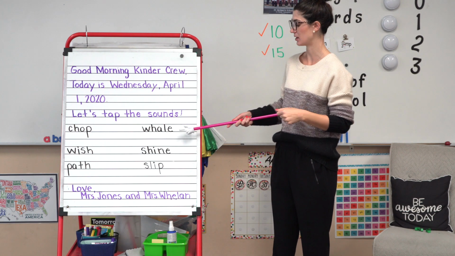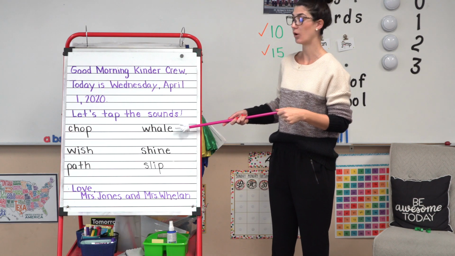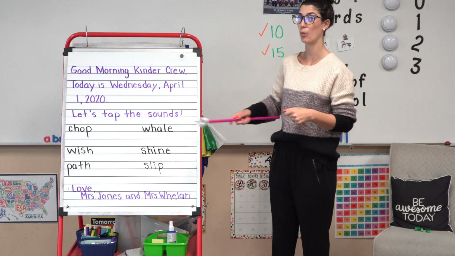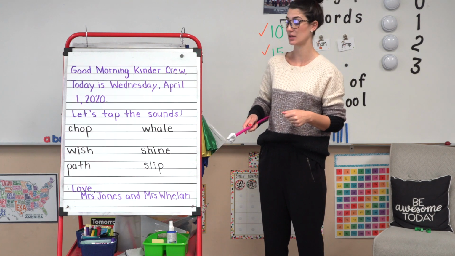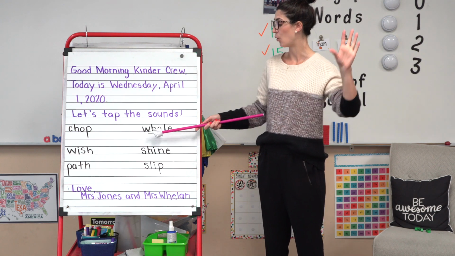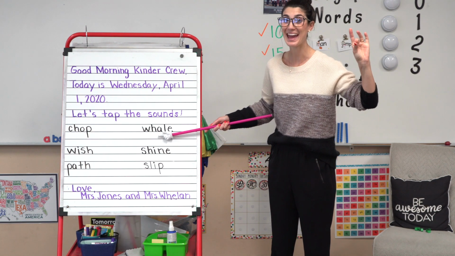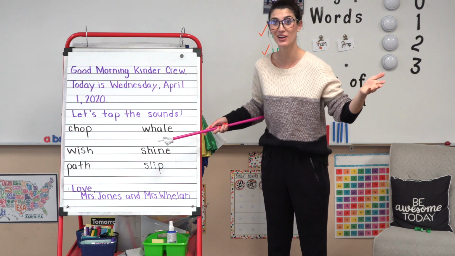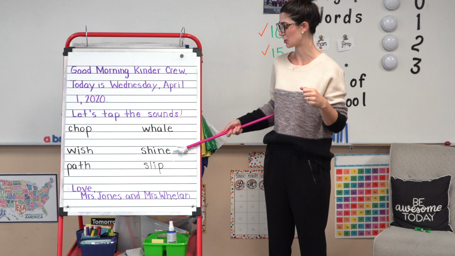All right, let's go up here. All right, here we go. So I'm noticing there's a magic E here, so think about what sound the A needs to make. And we also have a digraph at the beginning here. Here we go. Ale. What word is that? Whale.